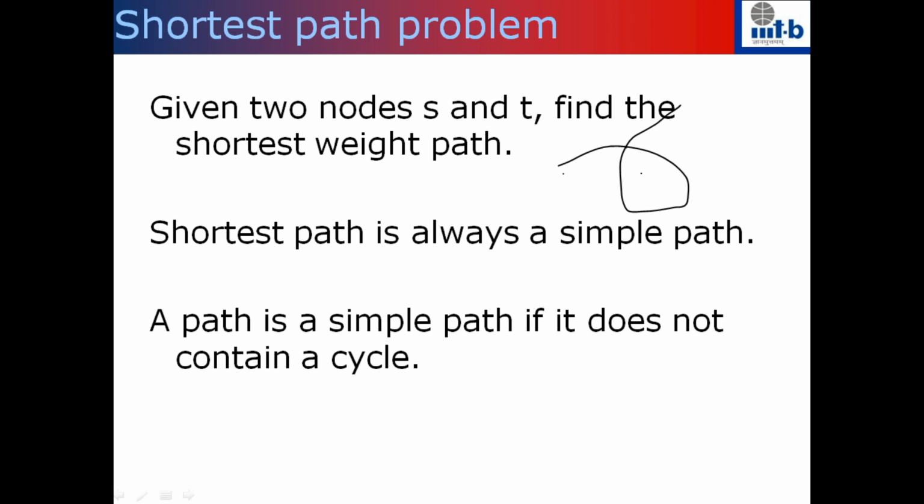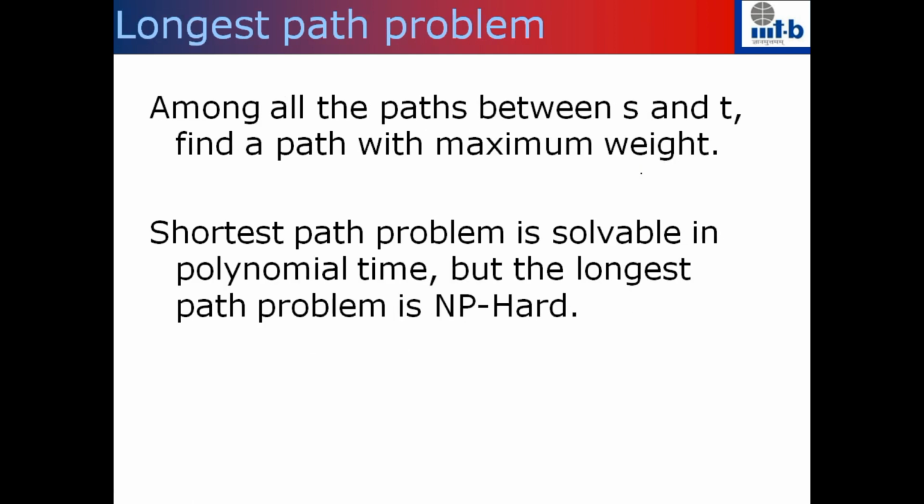So if the graph contains a negative weighted cycle, then the shortest path problem is not well defined, because you can go along the cycle as many times as you want and reduce the weight of the path. So when I say that we want a shortest path, what we are looking at is a simple path from S to T. Once we define the shortest path, we can also define what is known as the longest path: among all the paths between S and T, find a path with the maximum weight.